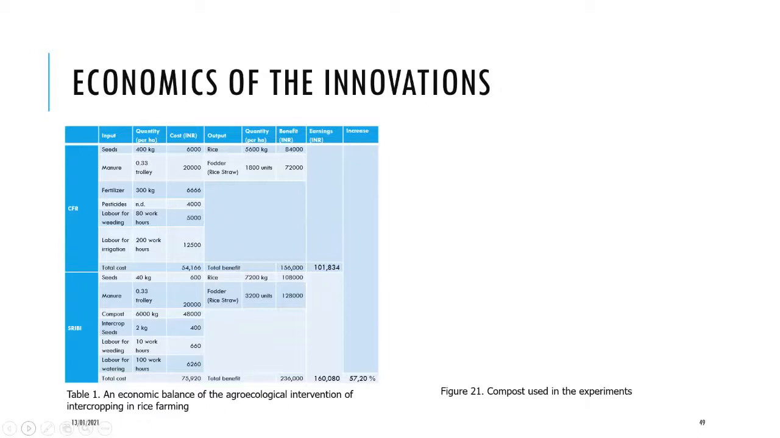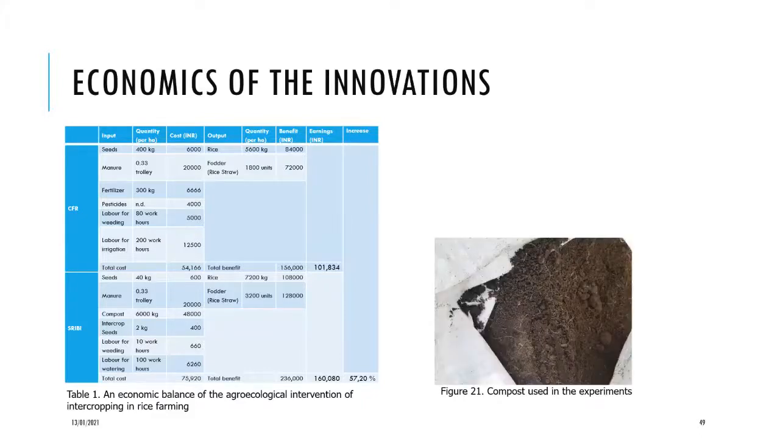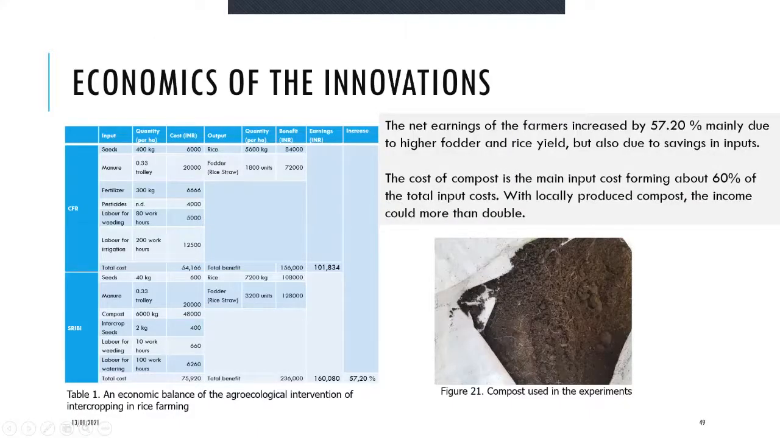This difference ultimately translates to the difference between starvation and livelihood for the bulk of the farmers, because the bulk of the farmers in this region in South Asia are small farmers. And for them, even a 10% increase in the income from their farms would make lives much better. And this 57.2% would be even higher if the compost is produced locally in those villages, because the cost of compost, if you see in the table, is the highest. If we are able to reduce this compost cost, the income of the farmers could increase even more than what we observed in experiments.